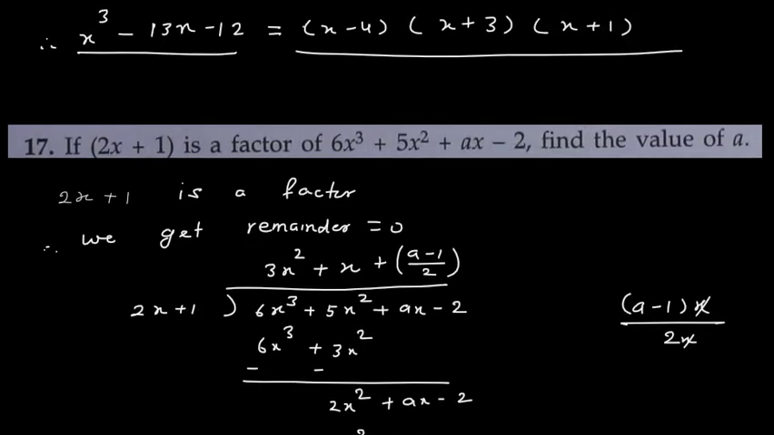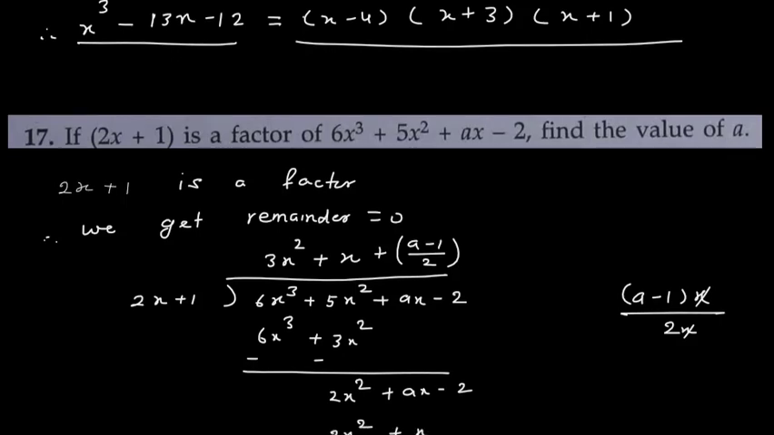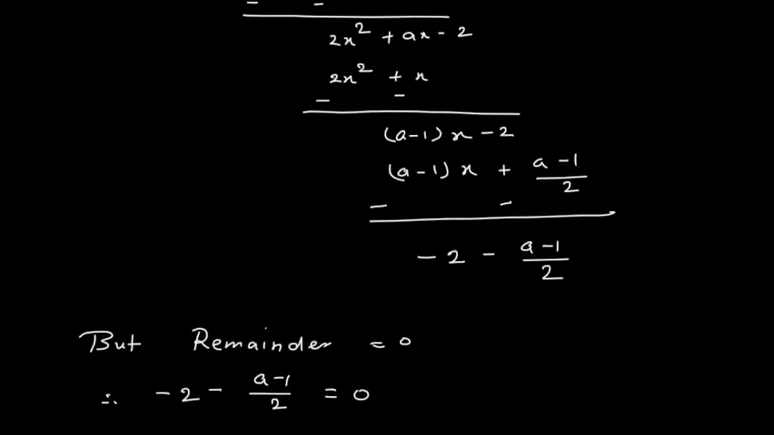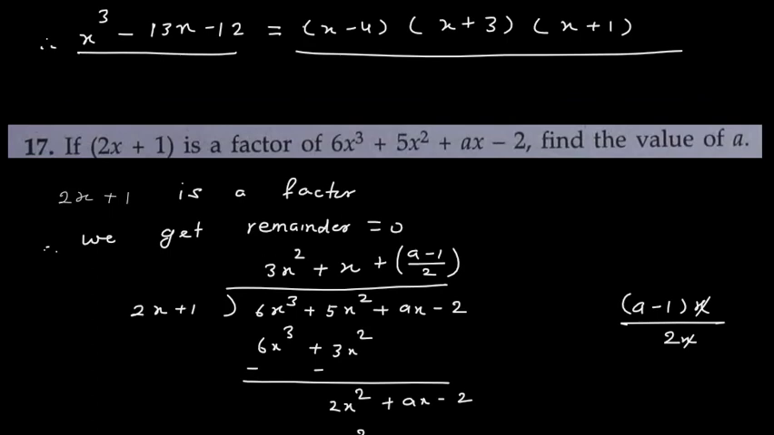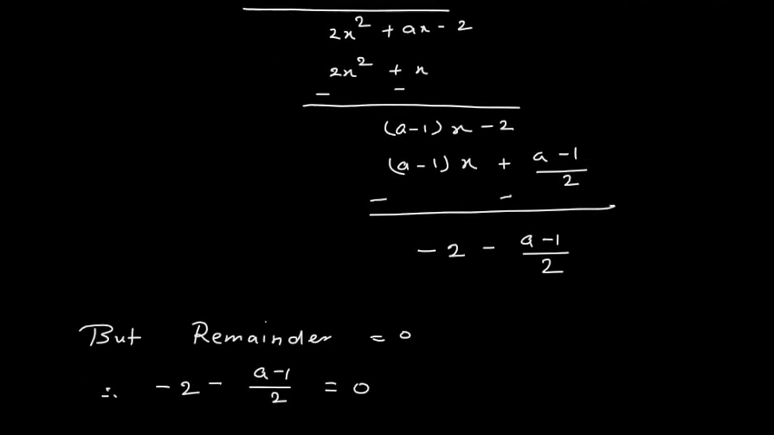So this is how we can find out the value of a. So the value of a here is minus 3. If we put minus 3 in place of a, we will get remainder as 0 when it is divided by 2x plus 1. Okay.